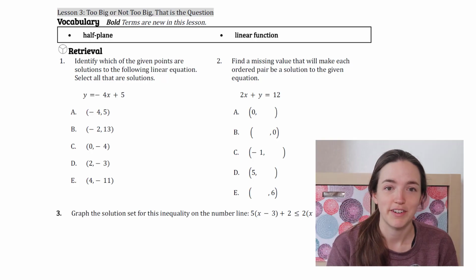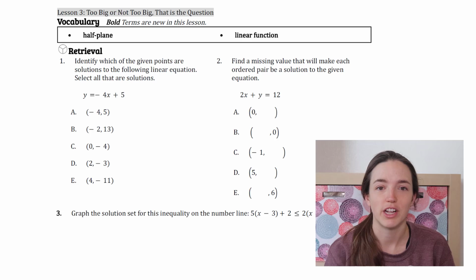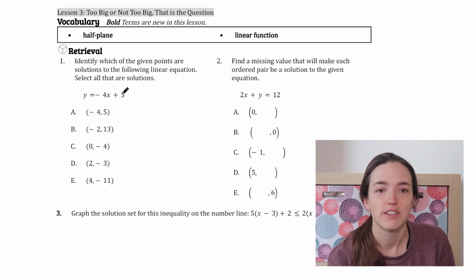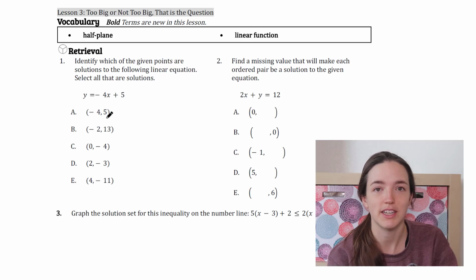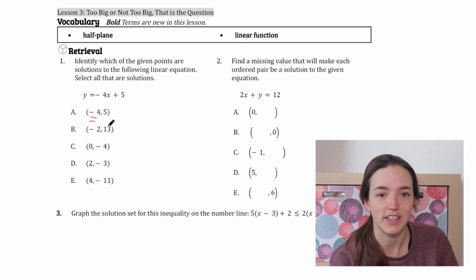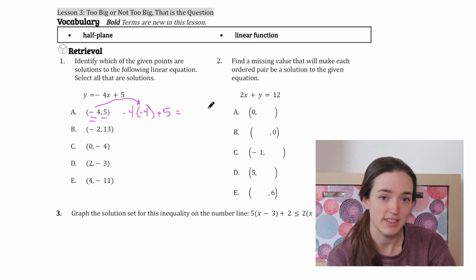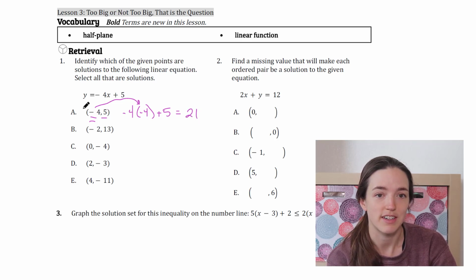Okay, number 1, identify which of the given points are solutions to the following linear equation. Select all. Okay, it might be more than one. So to see if something's a solution, I have to plug it into the equation and see if it works. Basically, I'm just going to plug in the x value and see if I get this y value. So -4, I'm plugging in this x value, and let's see what we get. -4 times -4 is 16, plus 5 is 21. That is not 5. Didn't work.